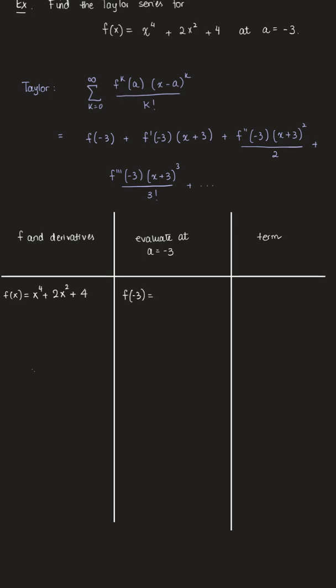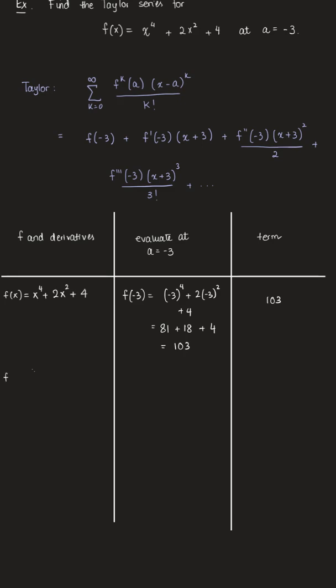So f of -3, we're going to need -3 to the fourth, which is 81, plus 2 times -3 plus 4. Let me just make sure that -3 to the fourth is 81. Yes. Oh, of course, I forgot to square here. Let me erase that. We have 81, and then 3 squared is 9. 9 times 2 is 18, so that's going to be plus 18 plus 4. So that's 81 plus 22, which is going to be 103. So the first term's just going to be 103.